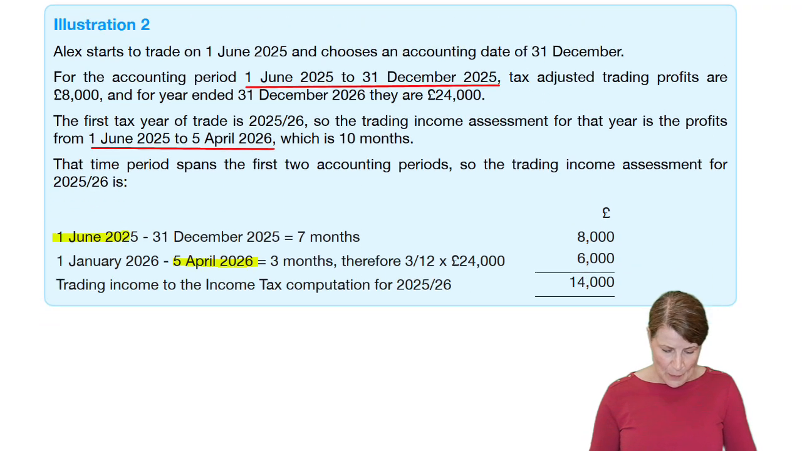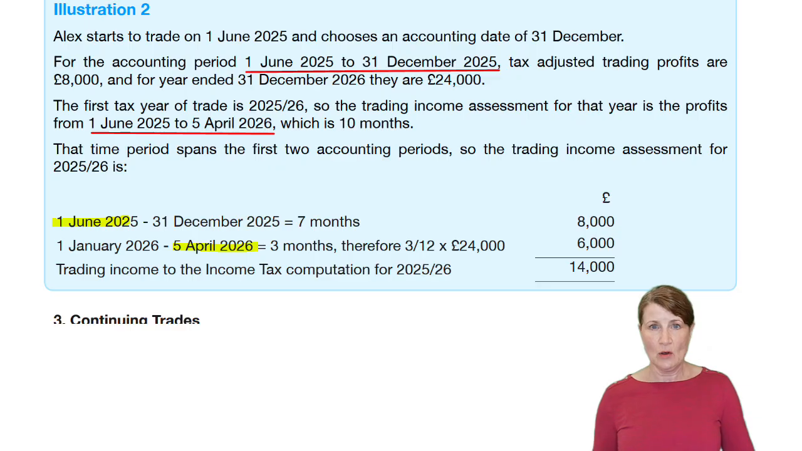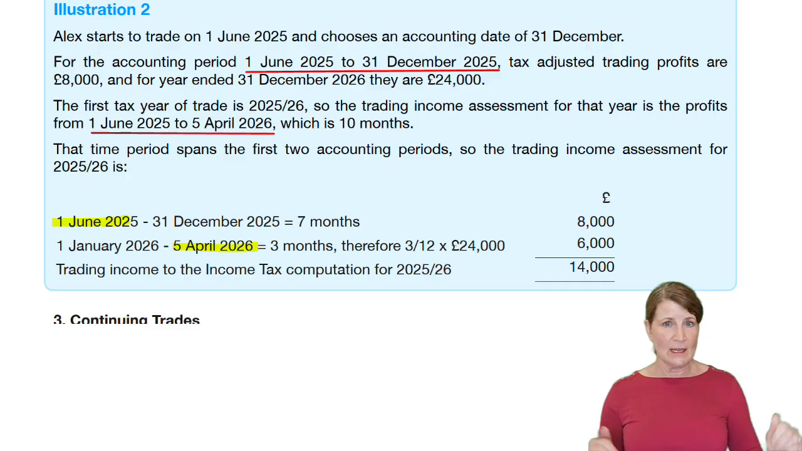So that's what happens when we start to trade. Always the same, date of commencement to the following 5th of April. Watch out for the length of those periods, and don't forget the amount of work that's already gone in to arriving at your tax adjusted trading profit.